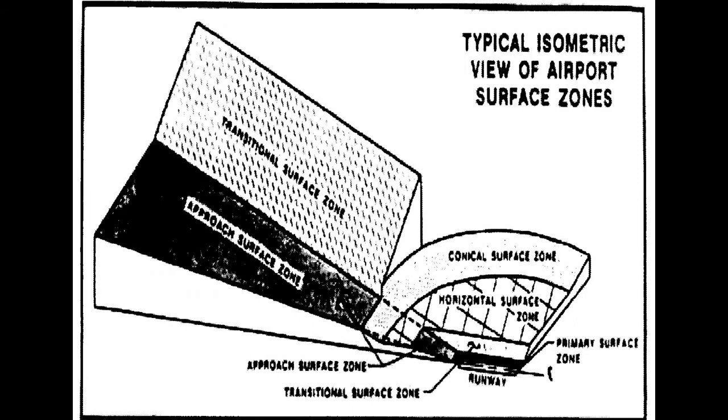So this is the isometric view of different zones in the airport. You can see the approach surface zone, which is elevated at the outer edge of the runway, and lower in elevation towards the runway. And this is the transitional surface zone, and very close to the runway is the horizontal surface zone, and next is the conical surface zone.